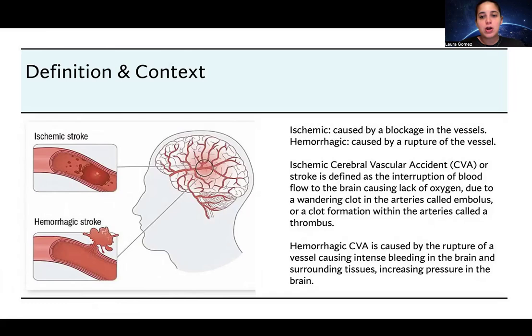Ischemic strokes are caused by obstruction of the blood flow to the brain, causing lack of oxygen due to a wandering clot in the arteries called an embolus, or a clot formation called a thrombus. So within the ischemic stroke, we have two different classifications as well. And a hemorrhagic stroke is basically a bleeding, a rupture of a vessel, a bleeding in the brain that affects the surrounding tissues and applies pressure on the brain, and it causes lack of oxygen and all of the other symptoms of a stroke.